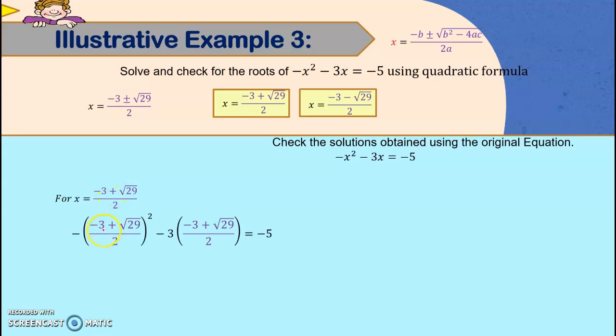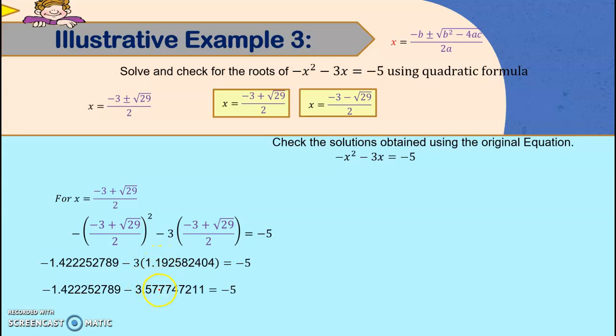So, to do the checking, I use the formula. I use the decimal value. So the square root of this is 1.4222252789, and then the value of this is this one. Then if I multiply this one by 3, this is the result. And then if I combine them together, this is -5, which is checked.